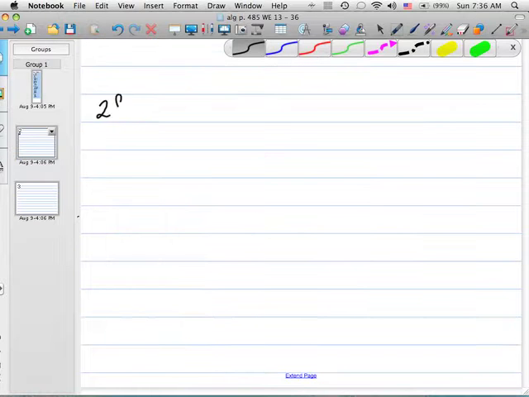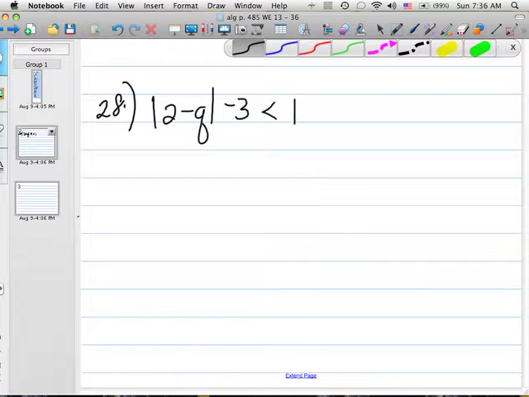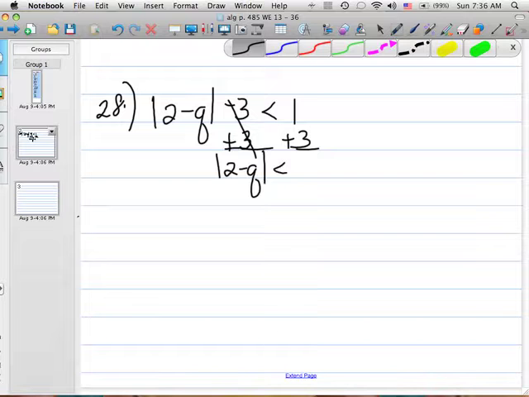Problem number 28. I have the absolute value of 2 minus q minus 3 is less than 1. So I'm going to get rid of that minus 3 so I can figure out the inequality, the compound sentence. So I'm going to add 3. So I get the absolute value of 2 minus q is less than 4. Again, that's a between problem. 2 minus q is less than 4, but greater than -4.